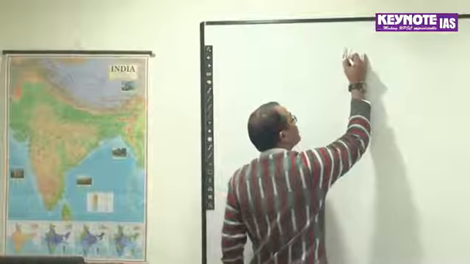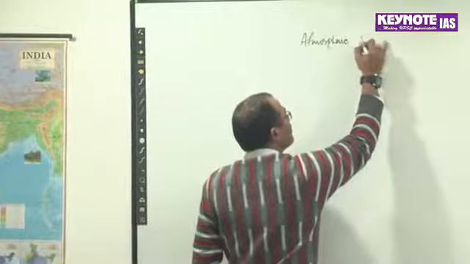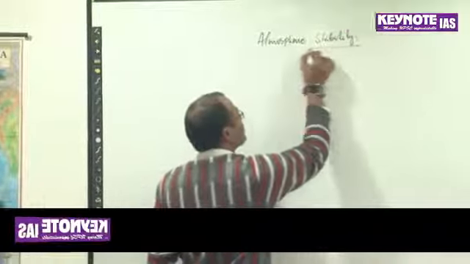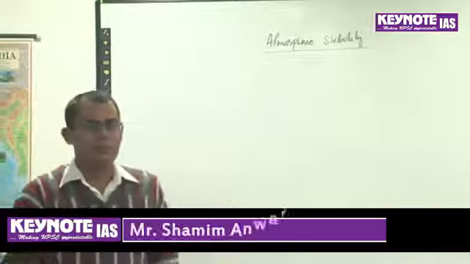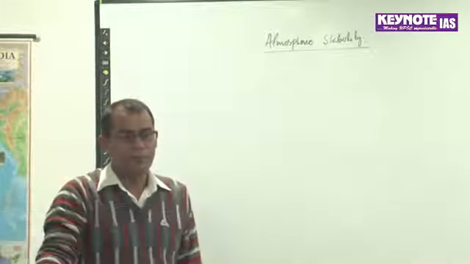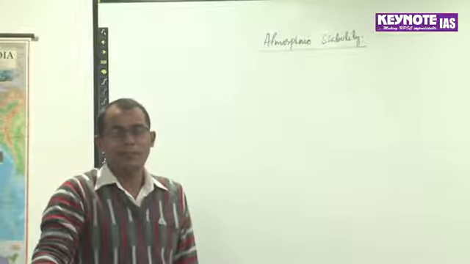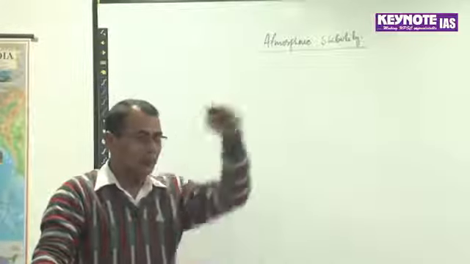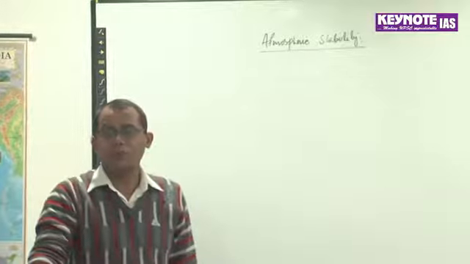Today's topic is atmospheric stability. So what do we mean by stability? That is the consequence, not meaning. That is again an example of stability. Stable area. What do we mean by stability?